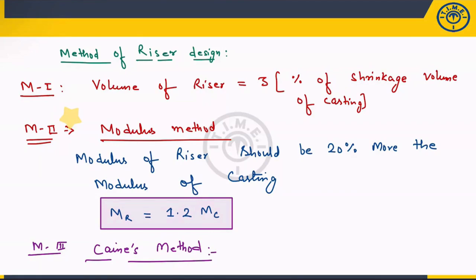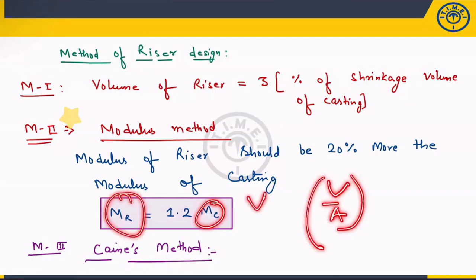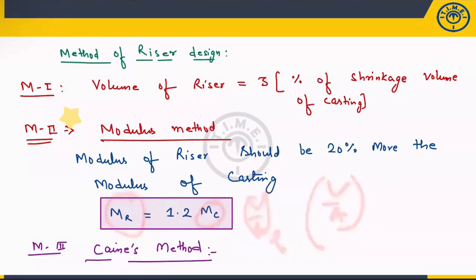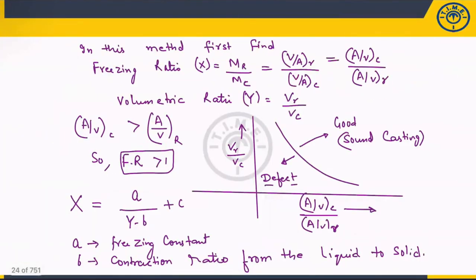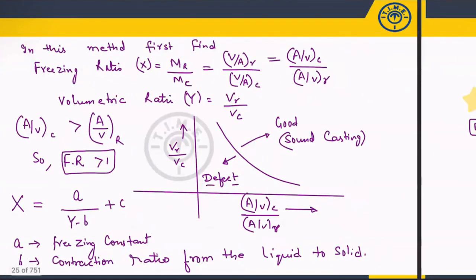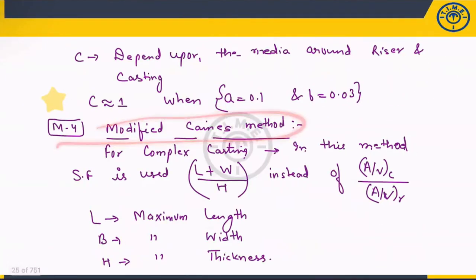The modulus of casting you can easily calculate by the volume by area ratio. Similarly, the volume by area ratio for the riser. In which shape can they give you the riser? Mostly it will be in cylindrical shape. Now the third one will be the Keynes method. Mostly they have not asked questions based on this, but the next one, the modified Keynes method, they have framed.